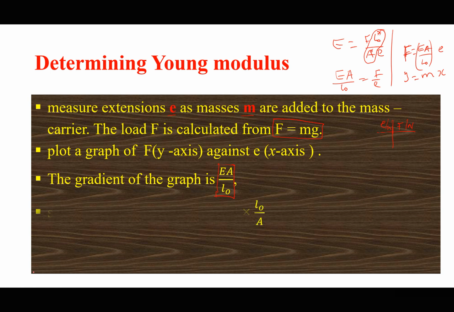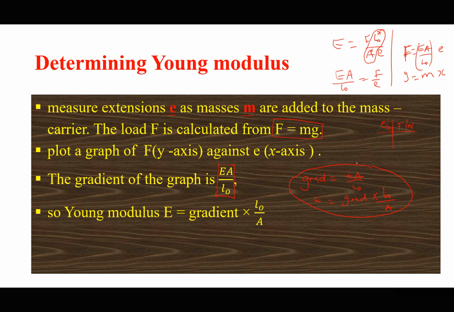So the Young modulus E is equal to the gradient times L naught over A. Just make it the subject. So if the gradient is equal to EA over L naught, making E the subject will be gradient times L naught, divided by A. So the Young modulus is going to be the gradient times L naught over A. So that is how we can obtain a more reliable value of Young modulus.